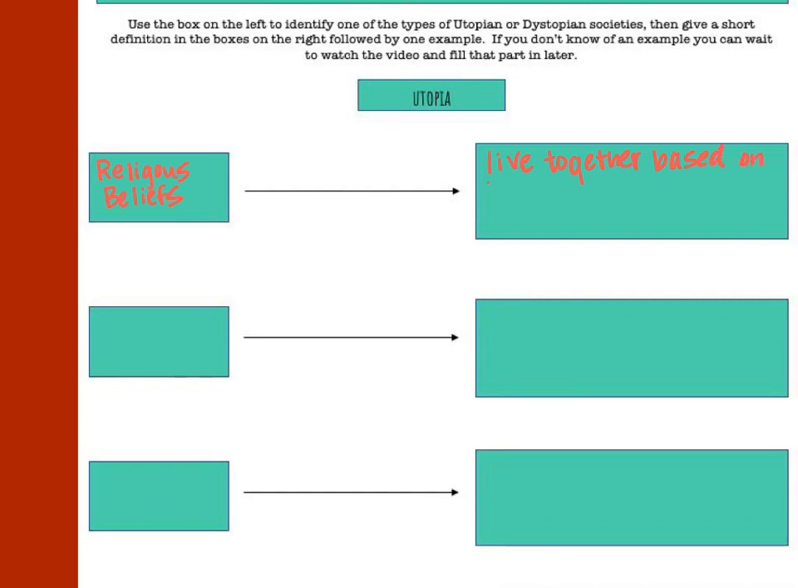So think the Amish. The Amish community, they all have the same beliefs, and so they know that they are different than what the other parts of the world feel. So they come together and they live together in this type of community.